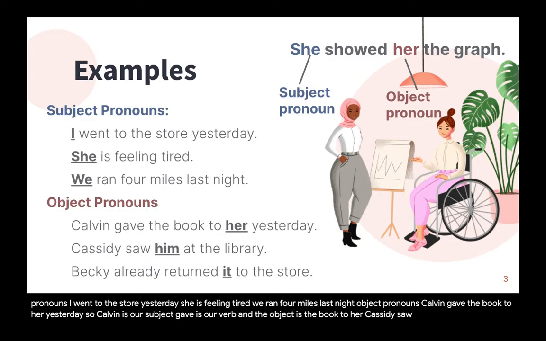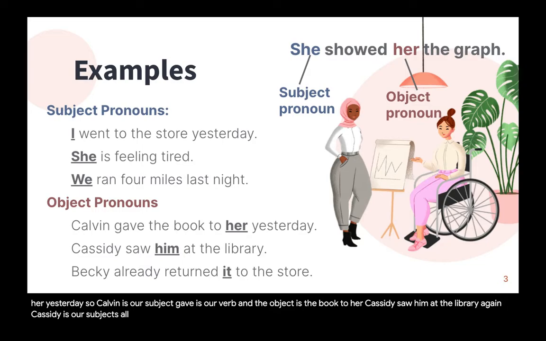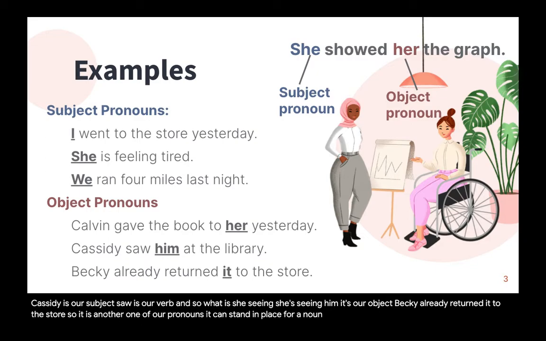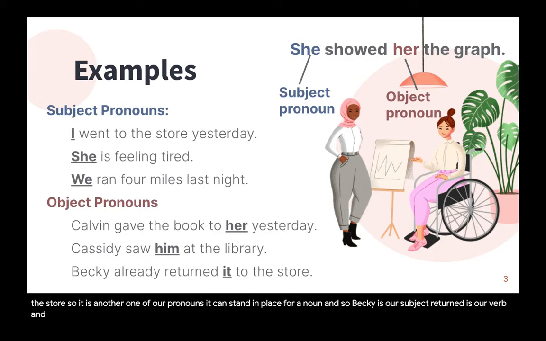Cassidy saw him at the library. Again, Cassidy is our subject, saw is our verb, and so what is she seeing? She's seeing him. It's our object. Becky already returned it to the store. So it is another one of our pronouns. It can stand in place for a noun. And so Becky is our subject, returned is our verb, and it is the object that she returned.